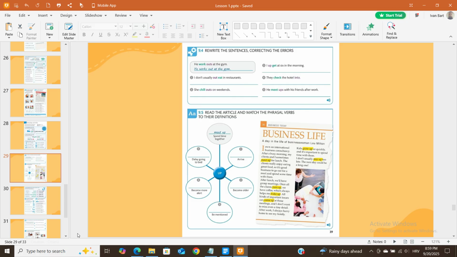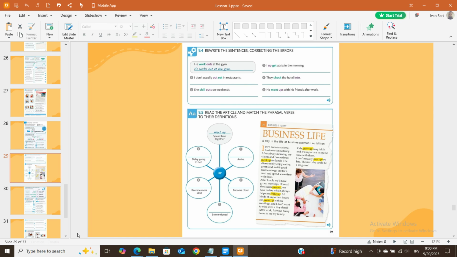9.5 Read the article and match the phrasal verbs to their definitions. Delay going to bed. Meet up: spend time together. Arrive. Become more alert. Become older. Be mentioned.